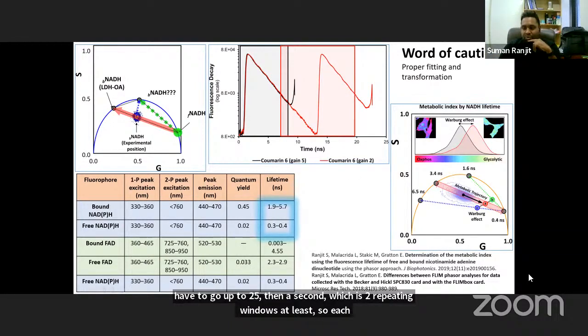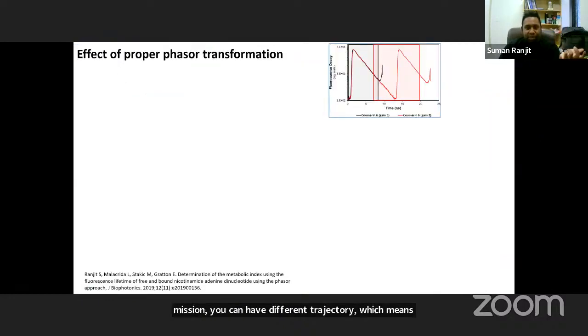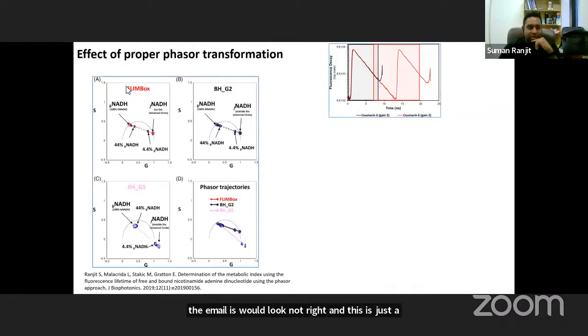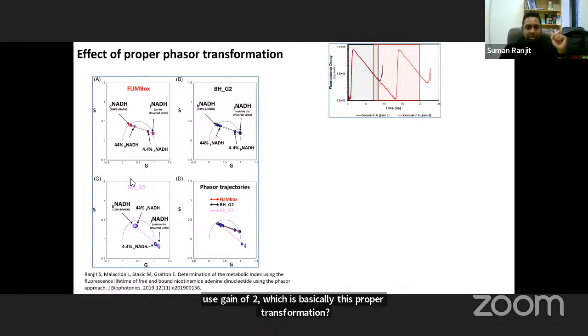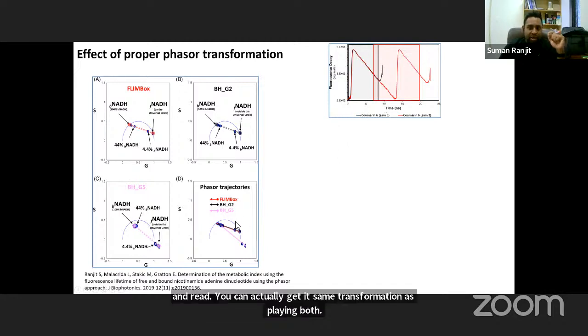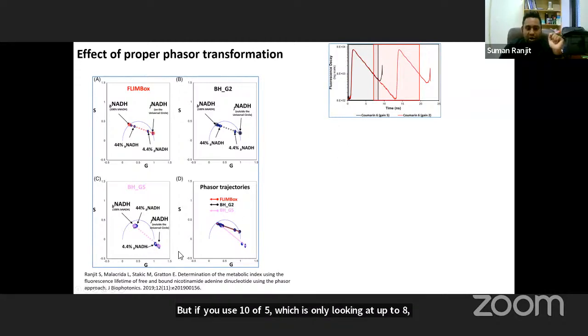And what happens is if you do improper transformation, you can have different trajectory, which means the images would look not right. And this is just to show that FLIMbox, which is not a TCSPC instrument, it's a modulation instrument. You can always do proper transformation, but Becker & Hickl, which is a TCSPC instrument, if you use gain of 2, which is basically this proper transformation window in red, you can actually get the same transformation as FLIMbox. But if you use gain of 5, which is only looking at up to 8 nanosecond of that window, you can actually get a very long transformation.